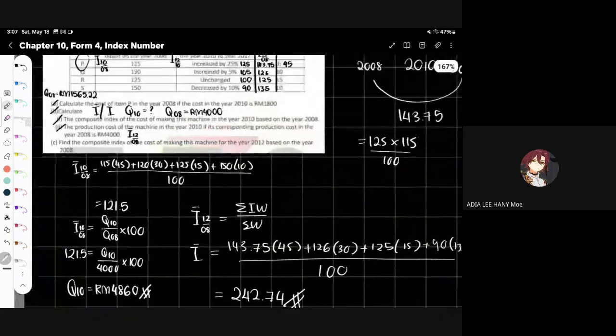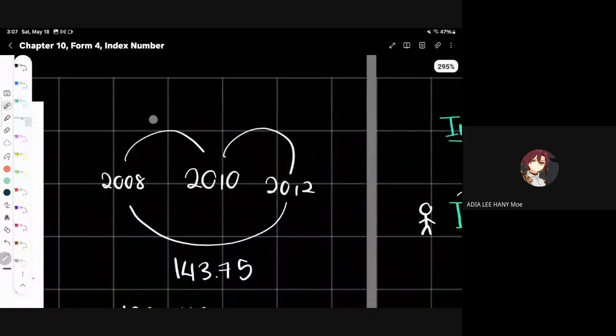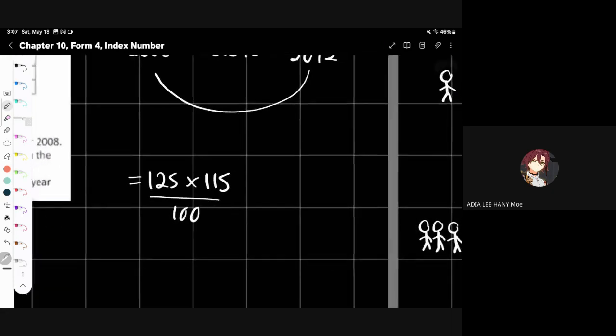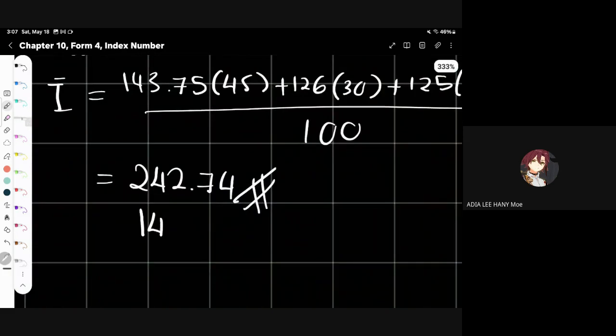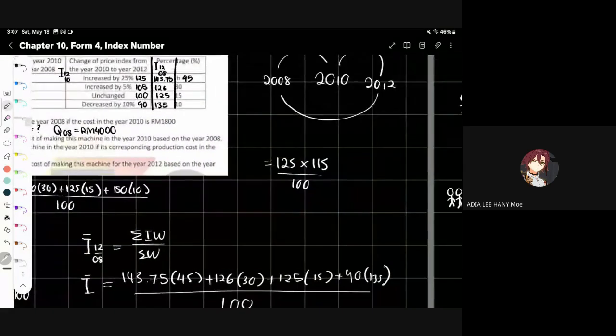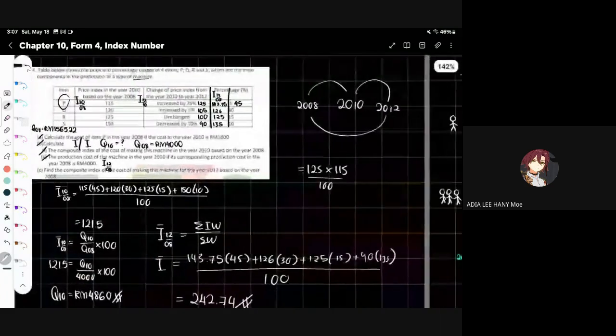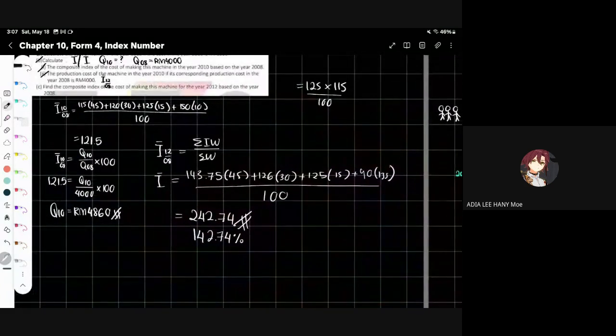So basically it's saying, look here, from the year 2008 to 2012, the price of making the machine increased by 142.74%. That is expensive. It basically doubled and more, the cost of making the machine, if you add up all of these costs of making using the items. So that's the meaning of index. Index basically tells you about the percentage increase.